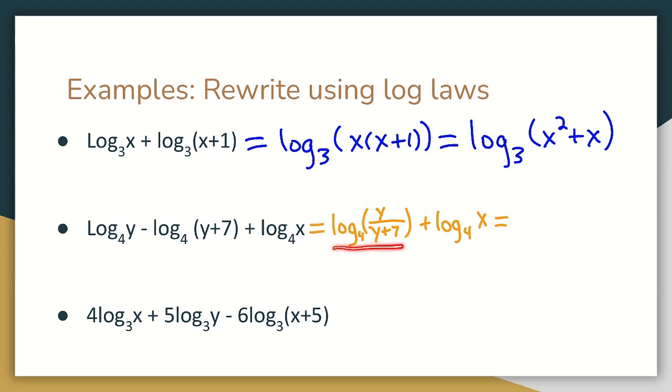Again, we have two logarithms with the same base 4. We're adding the two logarithms together, so that means we multiply the arguments. So it's going to be log base 4 of x times y, or just xy, over y plus 7.